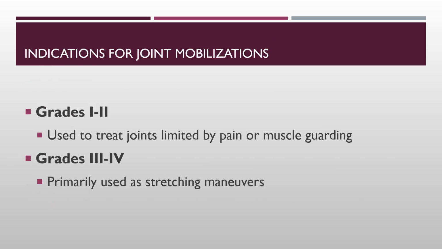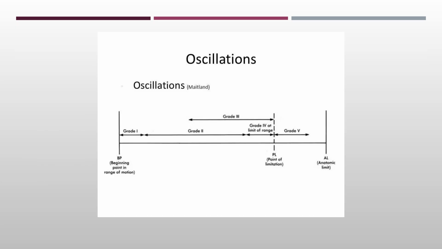Okay, so I'm going to skip past this because this is what we just talked about. And here's another example that kind of shows you the different oscillations and the tissue resistance. So here's our point of limitation. Here's our anatomical limit. We're never going to get to that point, even with the grade 5s that we can't perform. We never get to that anatomical limit.